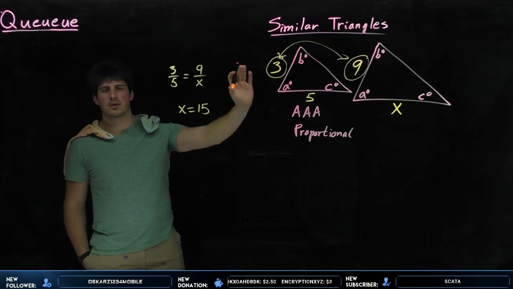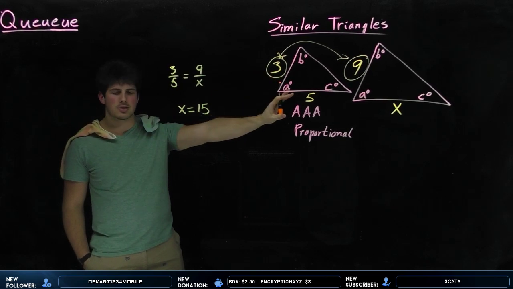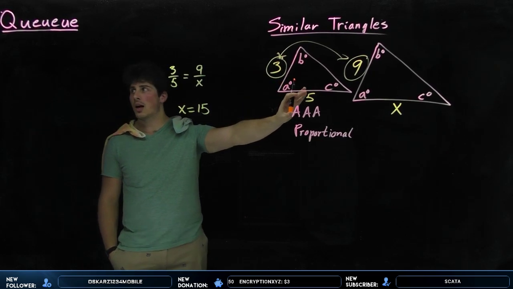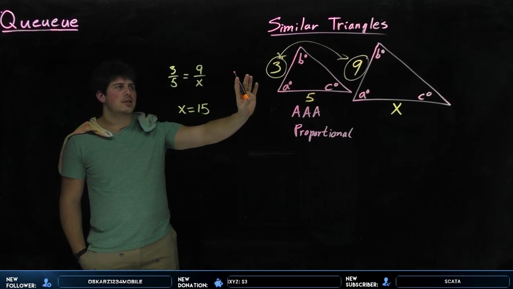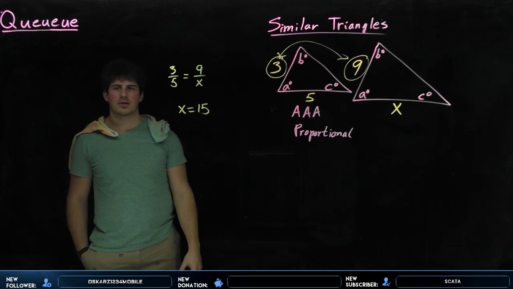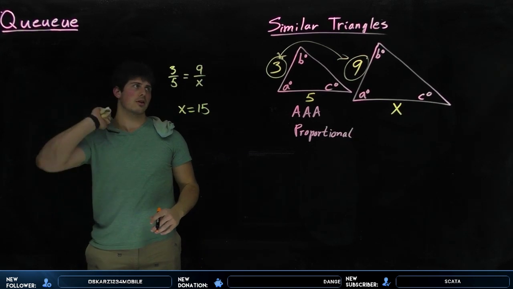These are similar triangles. This is the very, very basic concept. And then we have a couple of problems to go over, and they can get quite tricky. There's a lot of things you have to be aware of to be able to prove that they're similar triangles.